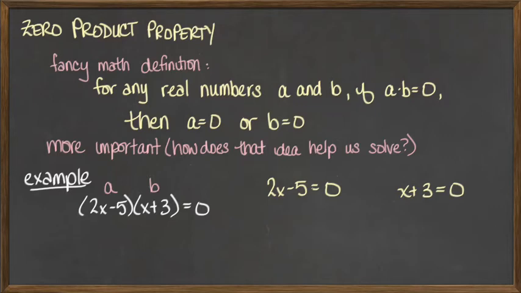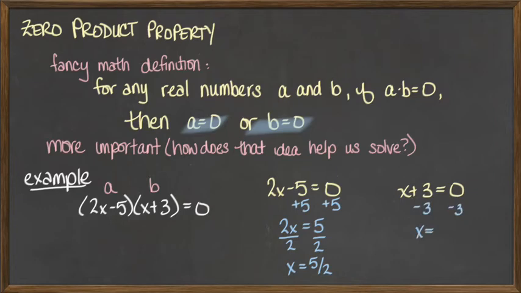Now, in doing that, I've created two really quick linear equations to solve, all based on that premise of something had to be 0. I add 5, I divide by 2, I get x equals 5 over 2. And in the other one, I just subtract 3 and I'm done. But those are my two solutions. Those are the two x-intercepts of what that graph would be.